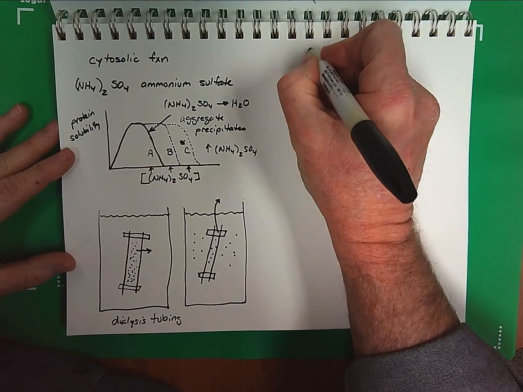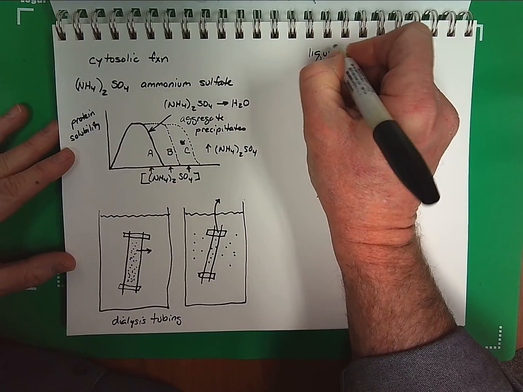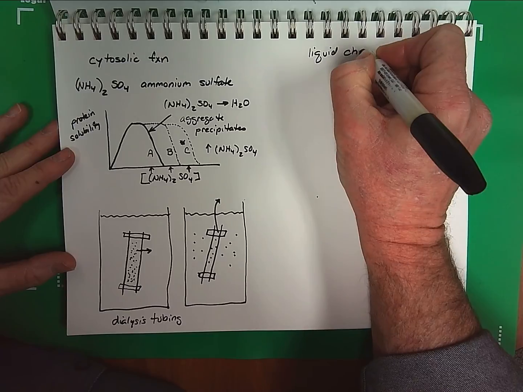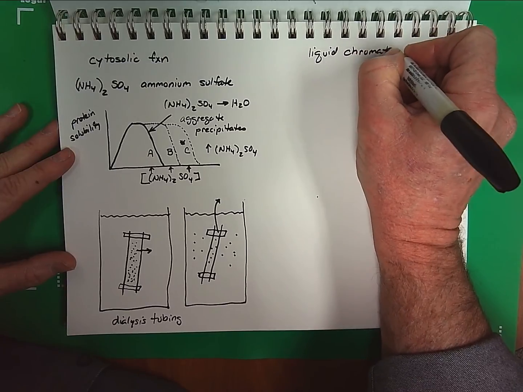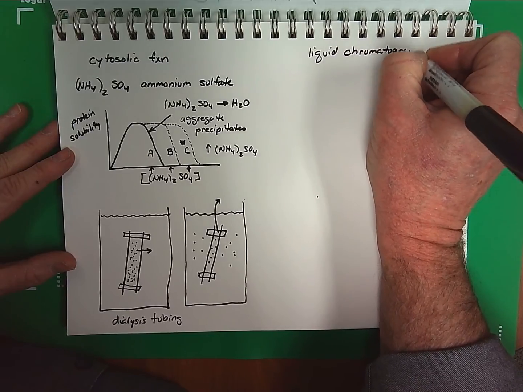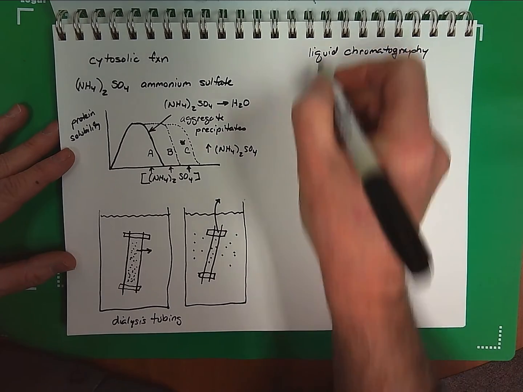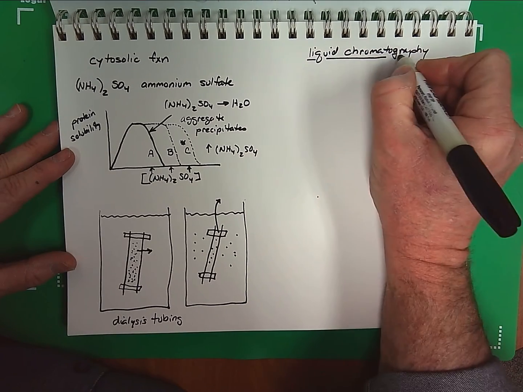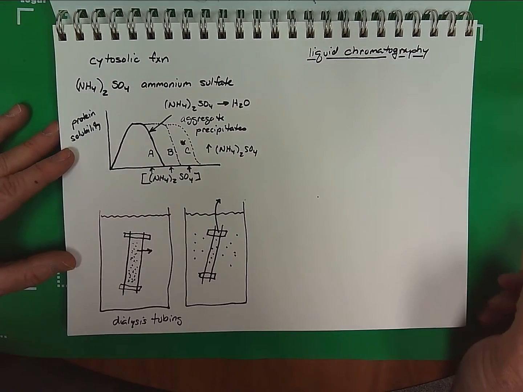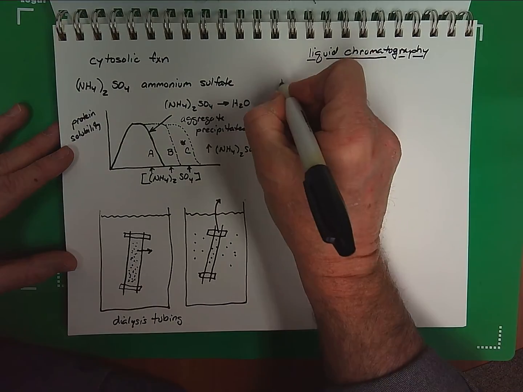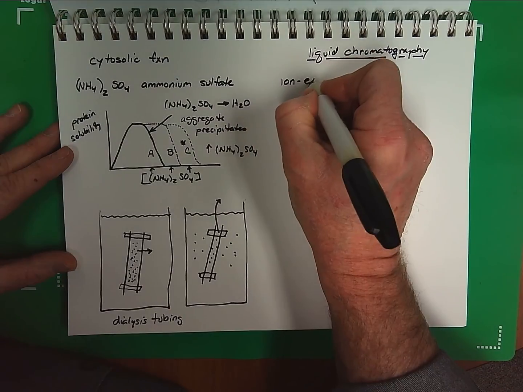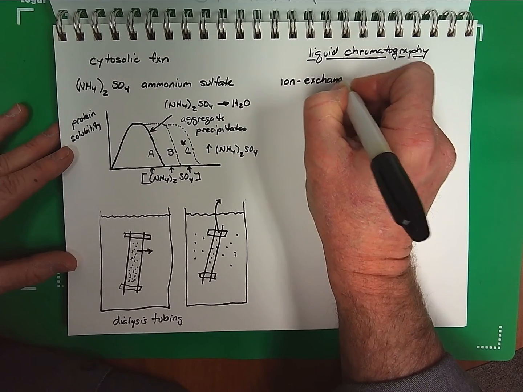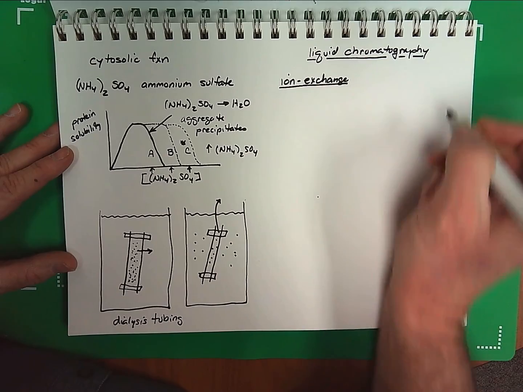Now the next step we're going to talk about is a little bit more specific, and it's called liquid chromatography. Liquid chromatography has several different chemical formats. The first one we're going to talk about is ion exchange chromatography.